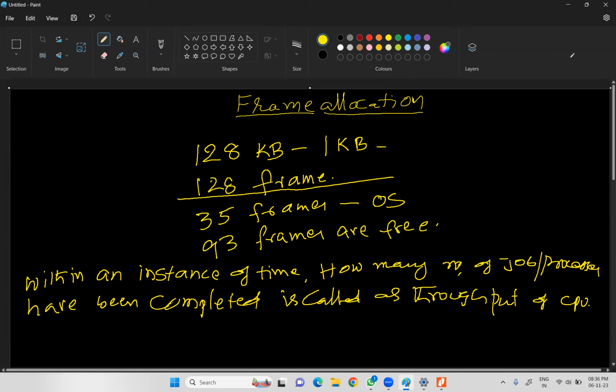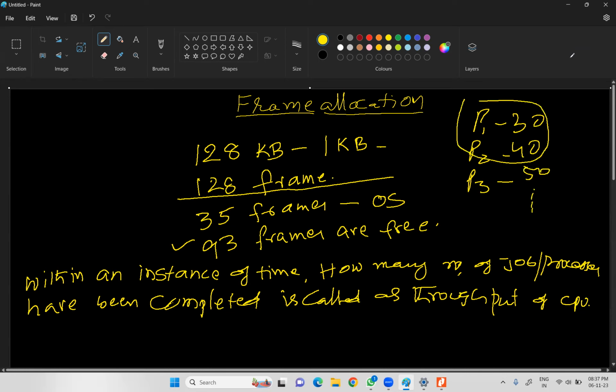As per our assumption, you just have 93 pages with you. For these 93 pages, let's say process 1 requires 30 pages, process 2 requires 40 pages, process 3 requires 50 pages, and so on. You can allocate only the first two processes, because the remaining 23 pages are not enough for allocating the next process.